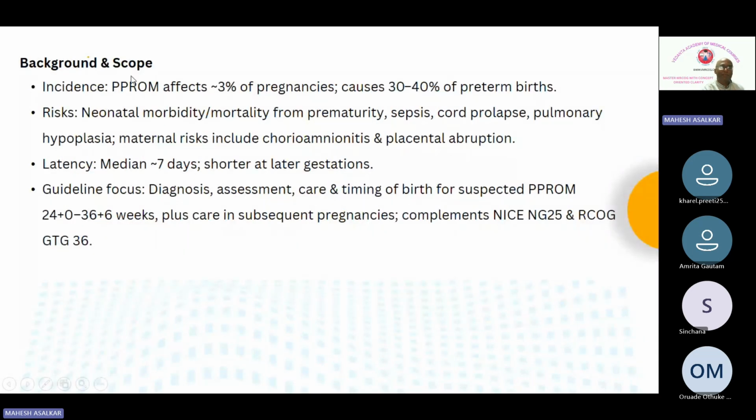Incidence of PPROM is, it is affecting 3% of all pregnancies and constituting around 30 to 40% of the preterm births. So this figure you can remember. This PPROM overall incidence is 3%, and it is contributing to 30 to 40% of preterm births.